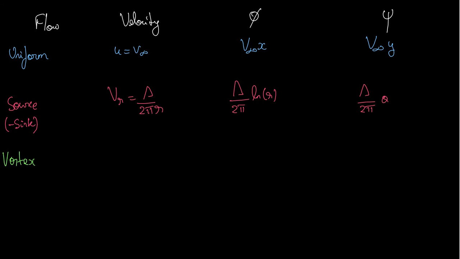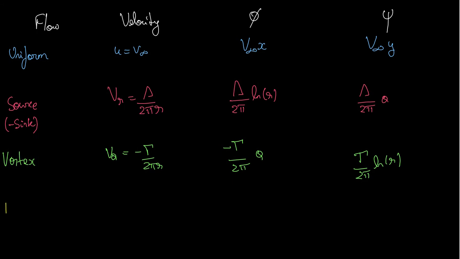And next is the vortex flow. For vortex flow we have v_θ, which is given by minus Γ/(2πr), and my velocity potential is minus Γ/(2π) times θ, and my stream function is Γ/(2π) times ln r. This is the reverse, or complementary, of the source or sink flow.